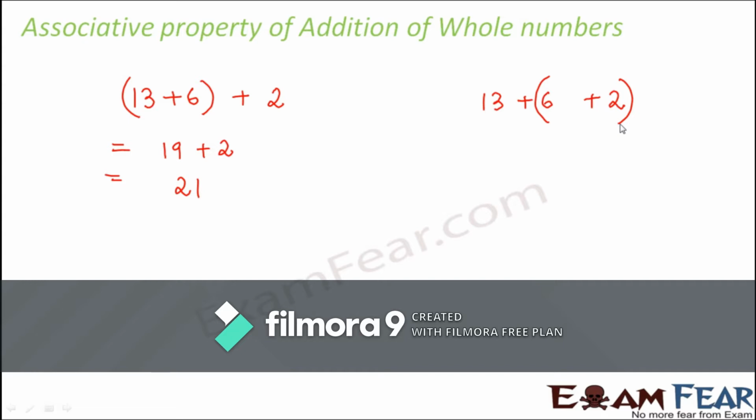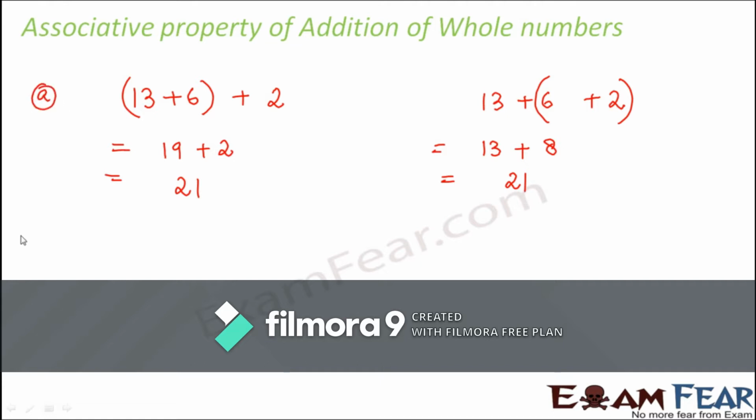The moment we put the bracket here, what happens? How do we calculate it? We now perform the operation which is inside the bracket first. So it becomes 13 plus, and this operation will be done first, which is 8. And the result is still 21. So when we have to add three numbers, whether we add the first two numbers first and then add the sum to the third, or we add the second and third numbers first and then add their sum to the first, in both the cases we get the same result.